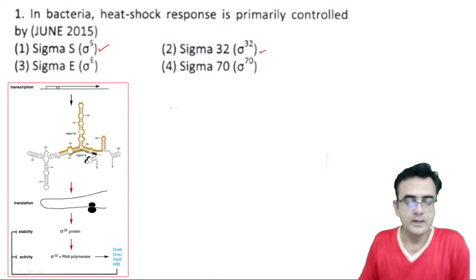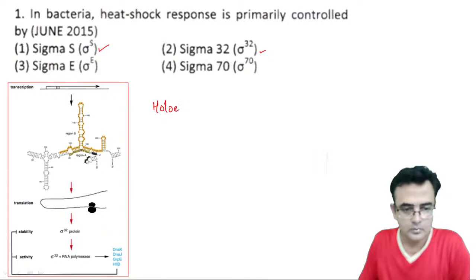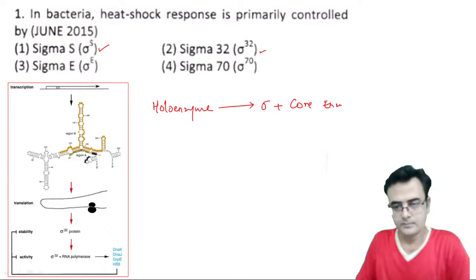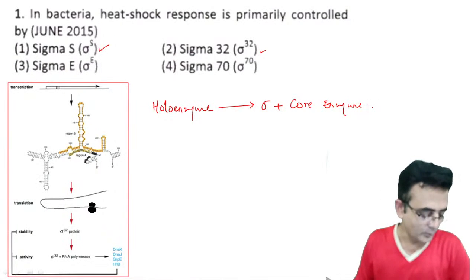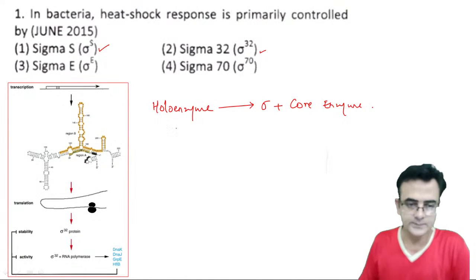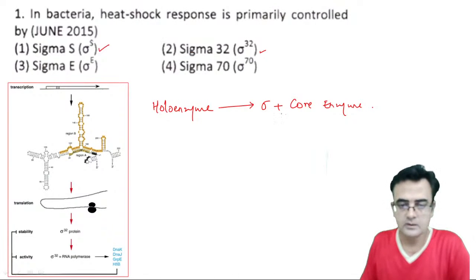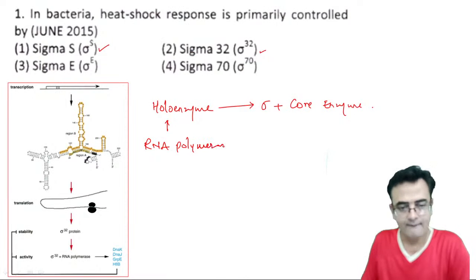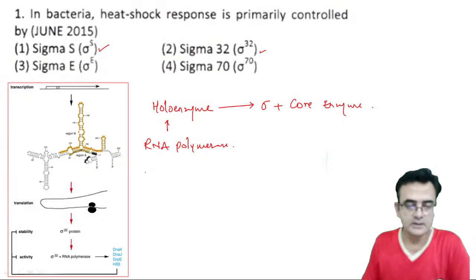We know very well that the RNA polymerase holoenzyme consists of sigma factor plus core enzyme, right? Along with the question, we discuss a bit more so that we can solve many more questions. The most commonly used holoenzyme, that is RNA polymerase, has sigma 70. So sigma 70 is the most common kind of sigma factor used by the holoenzyme.